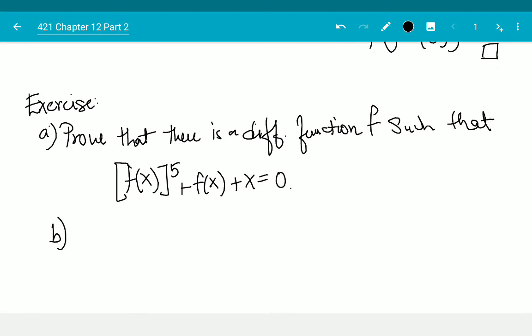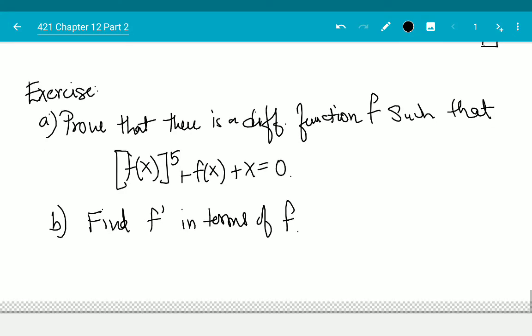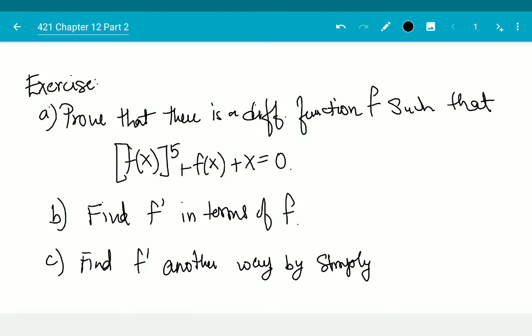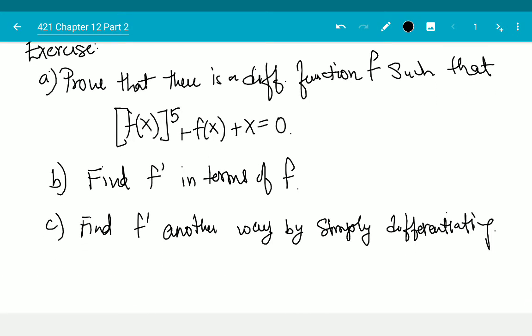Part B, find f prime in terms of f, and part C, find f prime another way, by simply differentiating. Okay, so how do we do this?